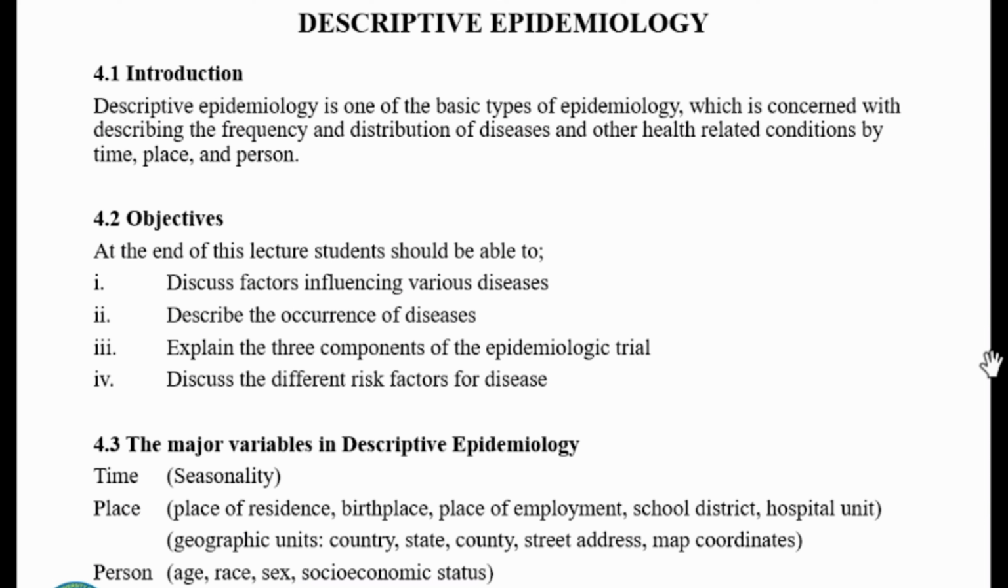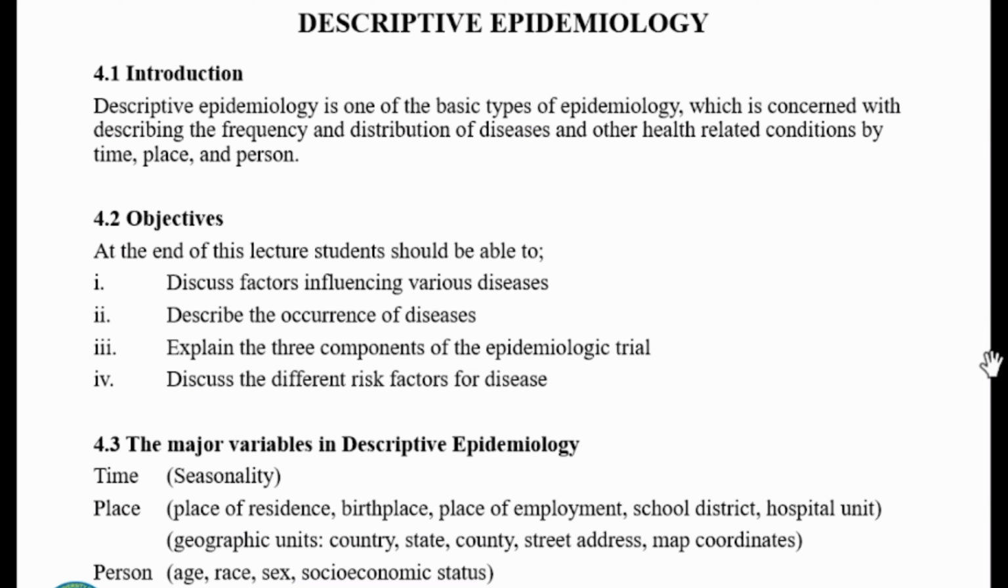At the end of this lecture, you should be able to discuss factors influencing various diseases, describe the occurrence of diseases, explain the 3 components of the epidemiological triangle, and discuss the different risk factors for disease.